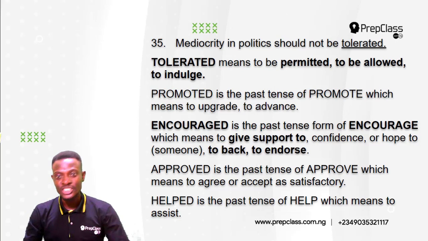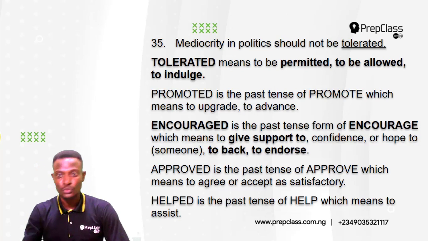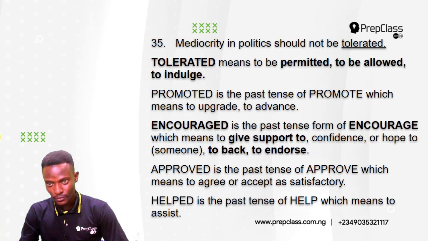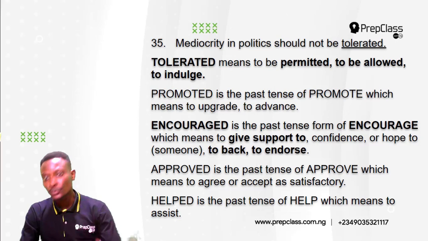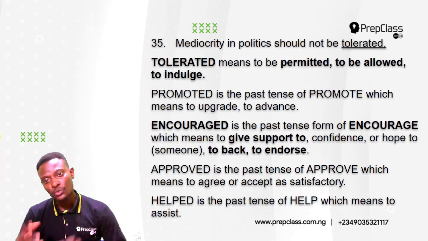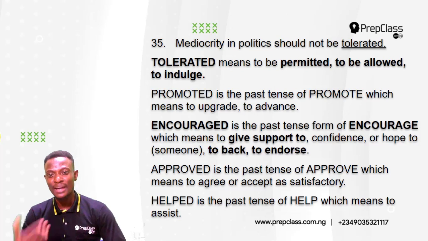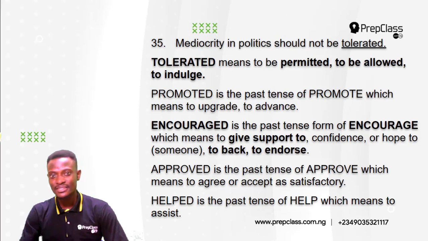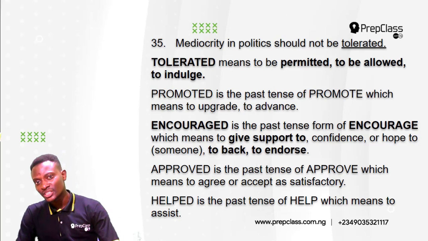Option B, encouraged. This is the past tense form of encourage, which means to give support, to give confidence, or to give hope, to back or to endorse. Option C, approved. This is the past tense of approve, which means to agree or accept as satisfactory. Option D, helped. Helped is the past tense of help, which means to assist. Now, the nearest in meaning to tolerated is encouraged.